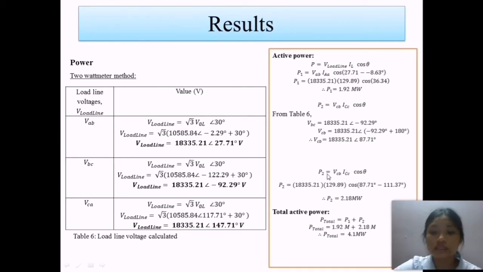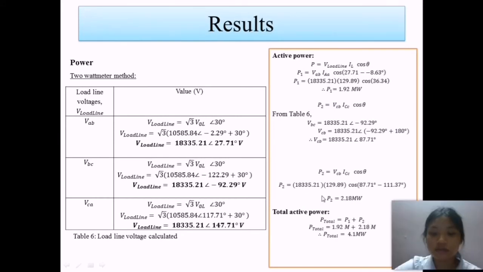So P2 is equal to the formula of this, so we can find the value. 1835.21 times 129.89 times cos 87.71 minus negative 11.37. So P2 is equal to 2.18 megawatts.